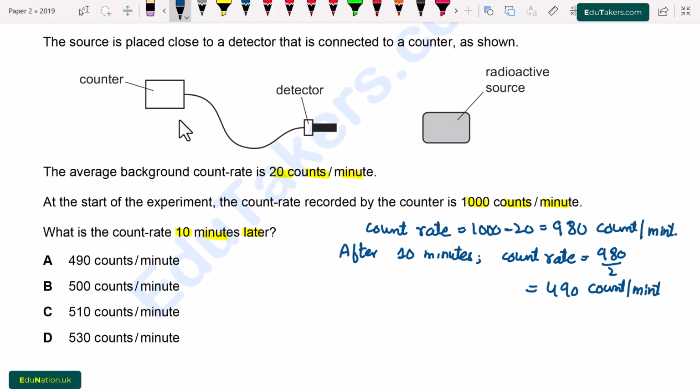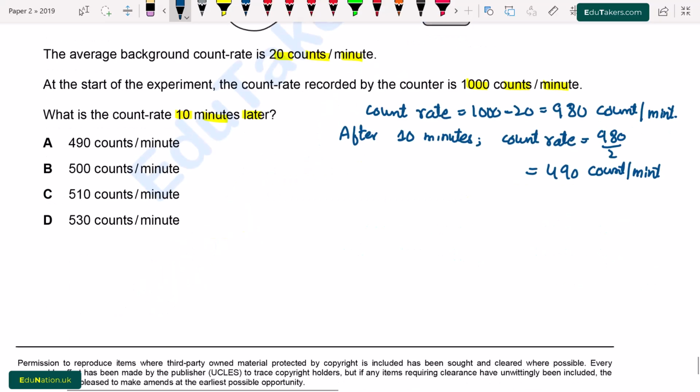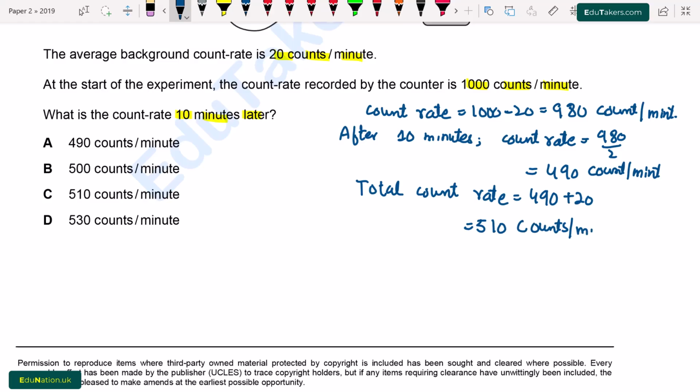At the end, we also have to add the background count rate. So the total count rate will be equal to 490 plus 20, which is equal to 510 counts per minute. Now we see the options. Option A 490 counts per minute, B 500 counts per minute, C 510 counts per minute, D 530 counts per minute. So only option C is correct, 510 counts per minute.